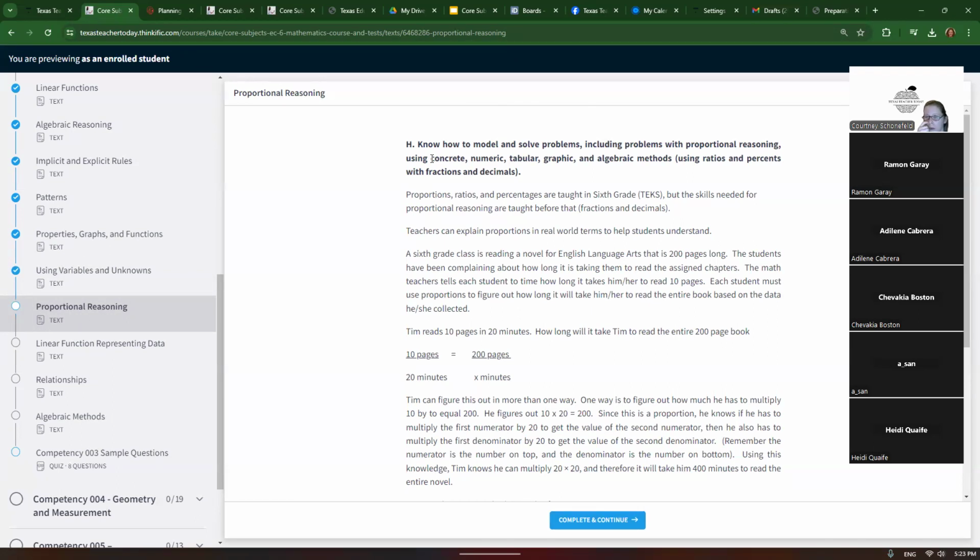So proportions, ratios, and percentages are taught in 6th grade, but the skills needed for proportional reasoning are taught before that, like fractions and decimals. Teachers can explain proportions in real-world terms to help students understand.